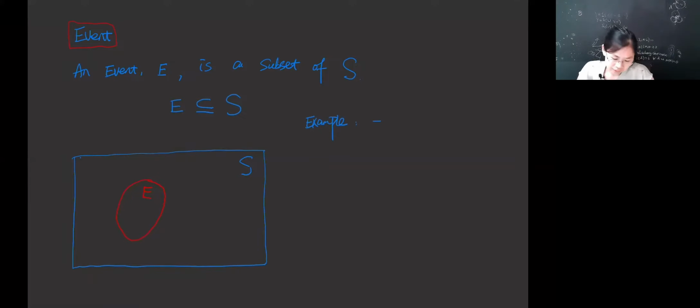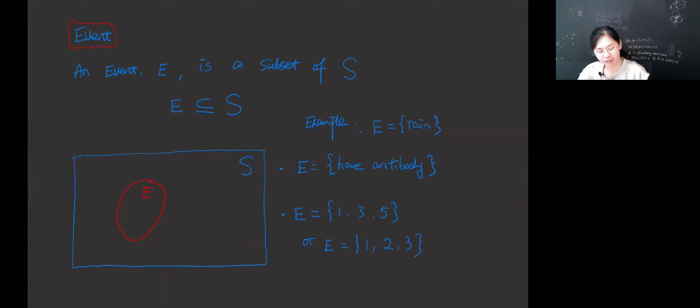For example, in the weather case, the event of rain is a subset of the sample space rain and no rain. And the event of have antibody is a subset of the sample space of have antibody and not have antibody. And third, in the experiment where you roll a die, the sample space is the 6 numbers. An event can be all the odd numbers, or all the numbers that are smaller than or equal to 3. That's an event.